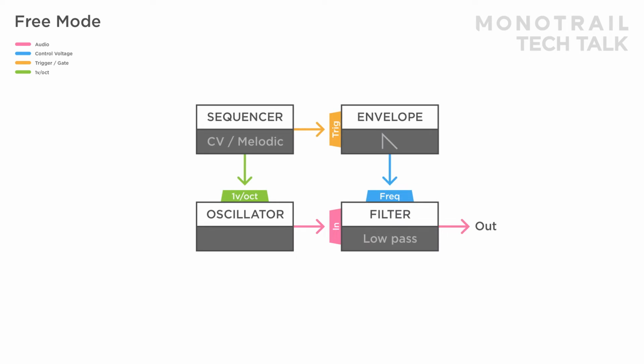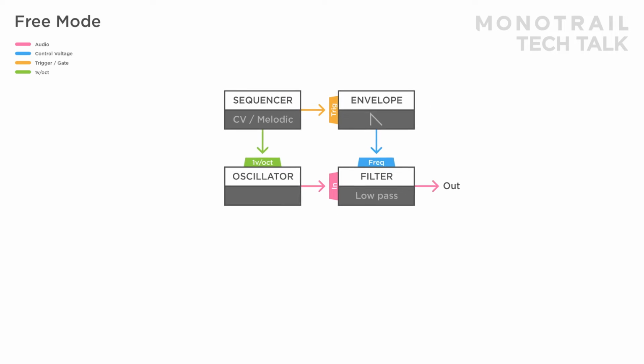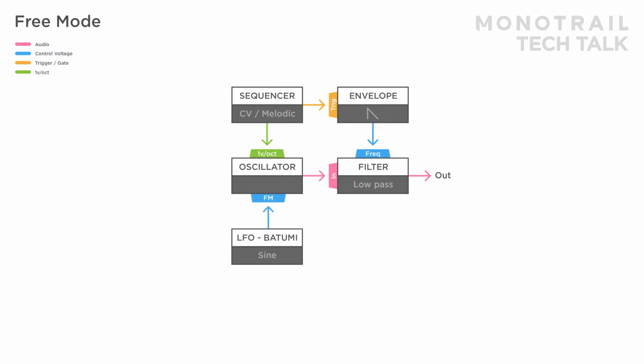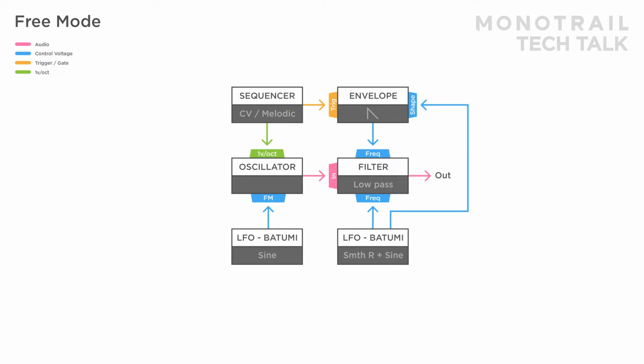Having access to random voltages as well opens up a world of easy generative modulation. Here's the exact same basic voice with a sine LFO performing FM. This time, a smooth random LFO is used to modulate the frequency, and the sine output of that LFO is used to modulate the envelope shape.